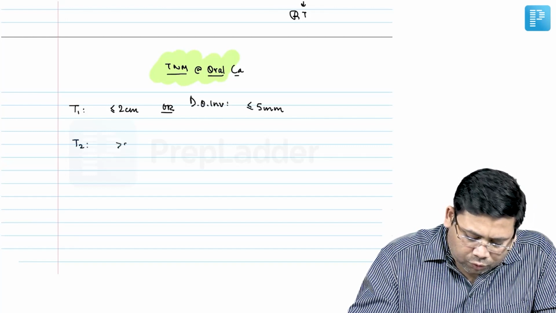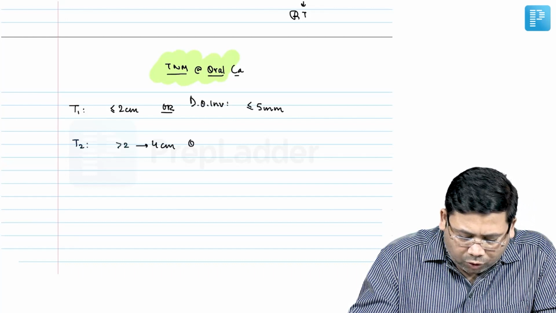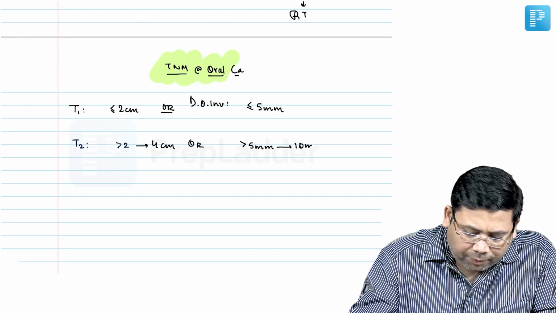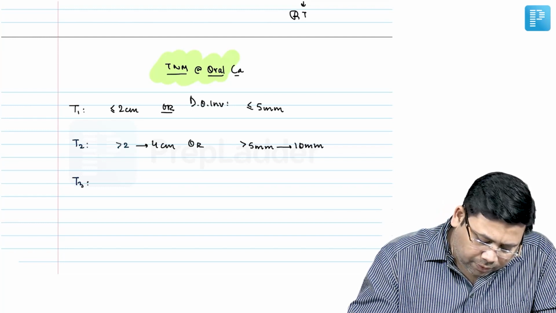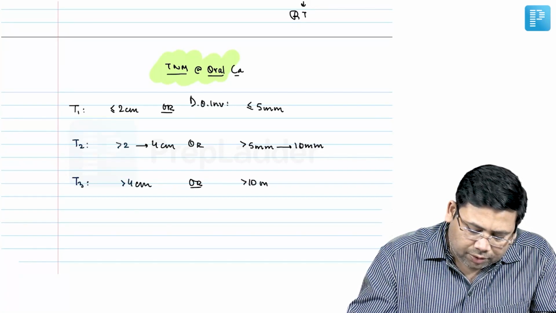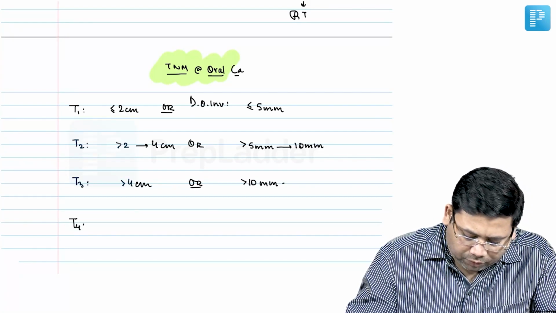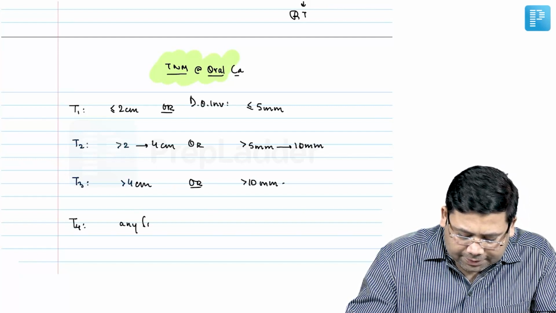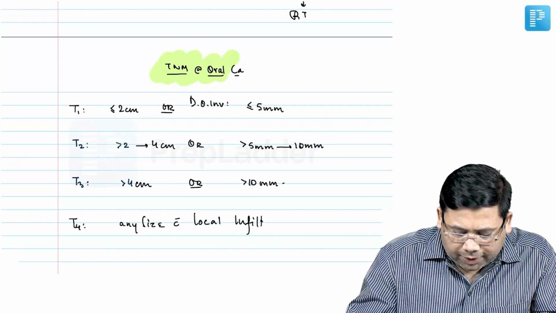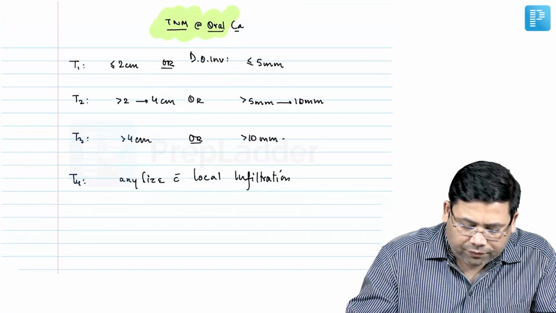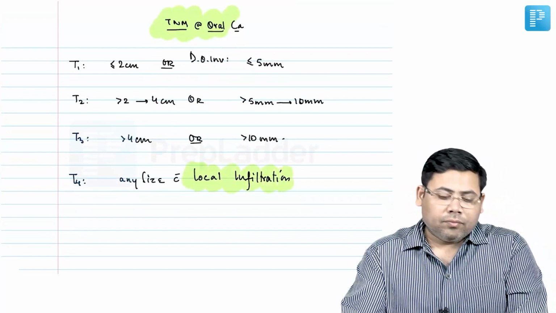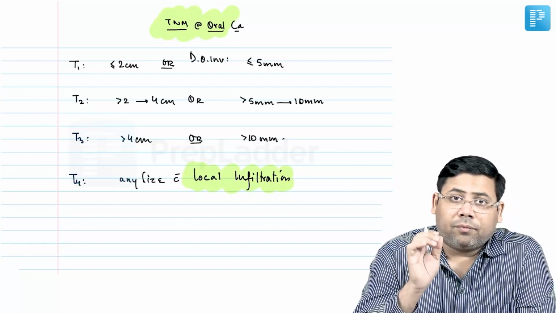T2 is more than 2 up to 4 centimeters or depth of invasion more than 5 mm up to 10 mm. T3 is more than 4 centimeters or depth of invasion more than 10 mm. And T4 is any size with local infiltration. So any size with local infiltration, this is very important.